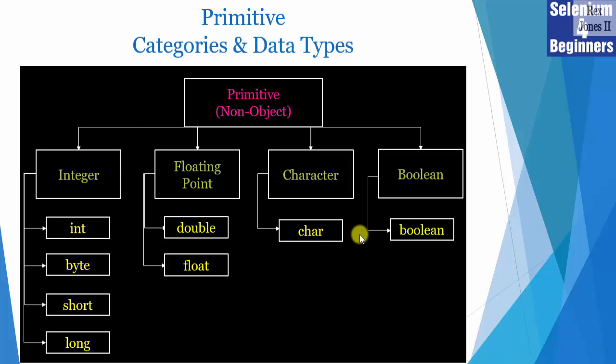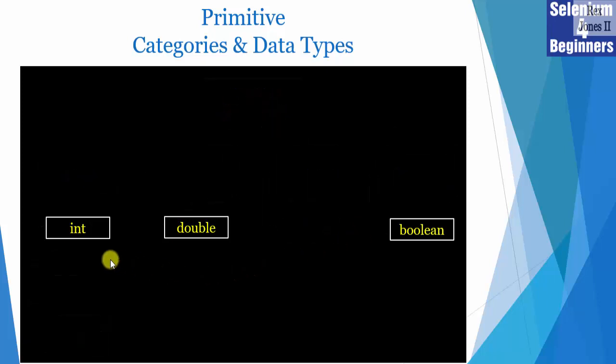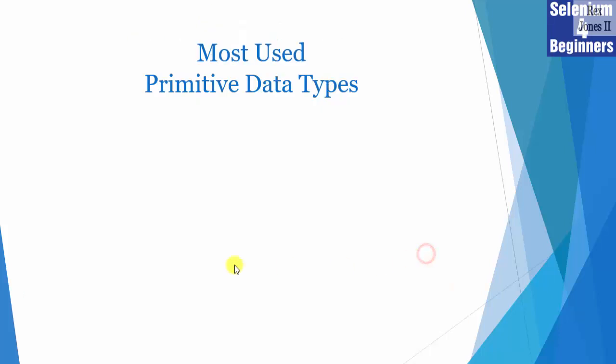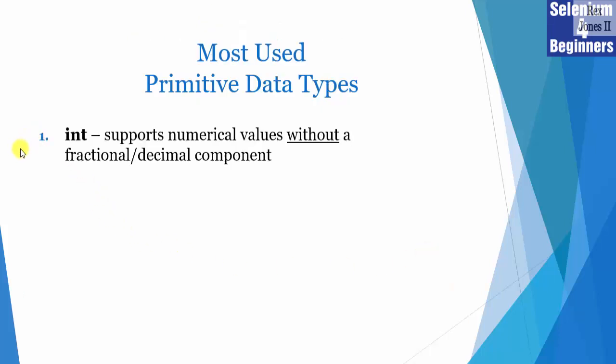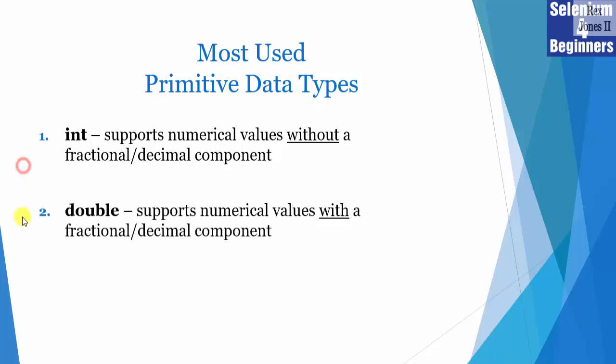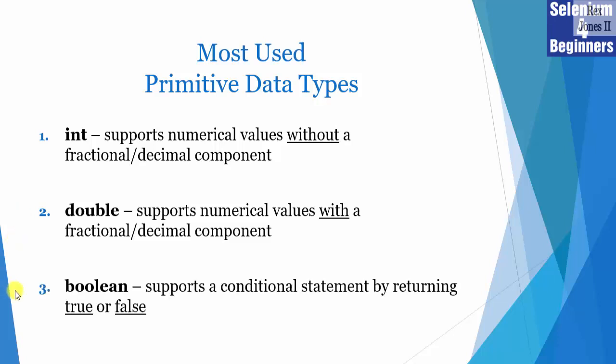Although there are 8 primitive data types, int, double, and Boolean are the most used data types. The int data type supports numerical values without a decimal, while double supports numerical values with a decimal. Boolean supports conditional statements that return true or false and can also be assigned a true or false value. Let's go over to Eclipse and get started with data types.